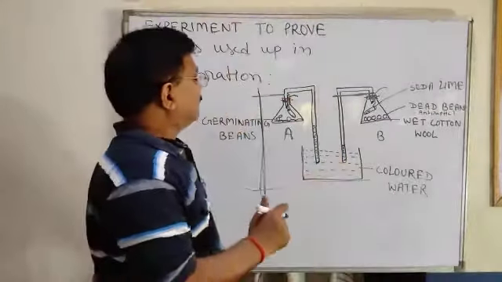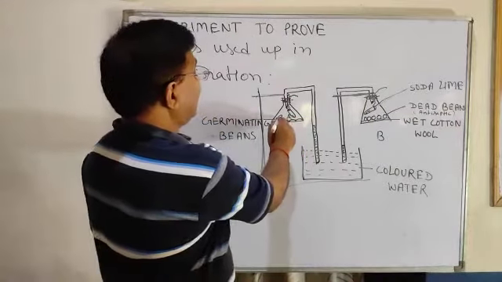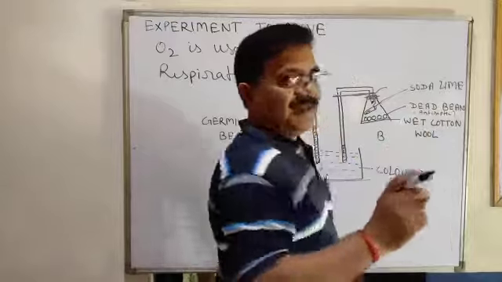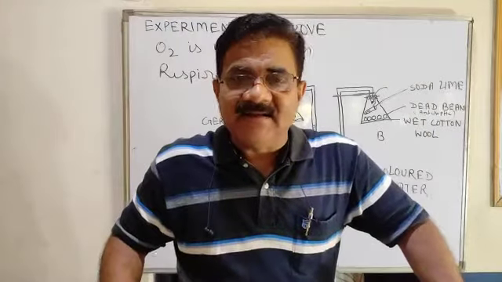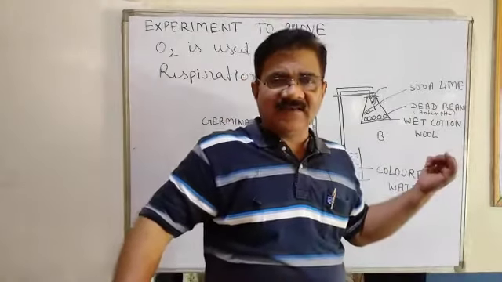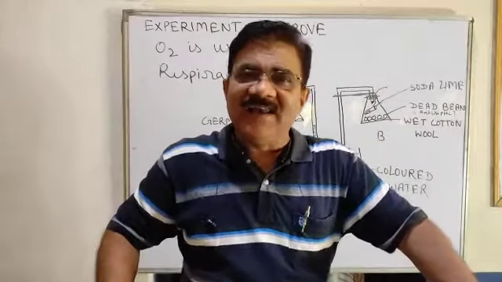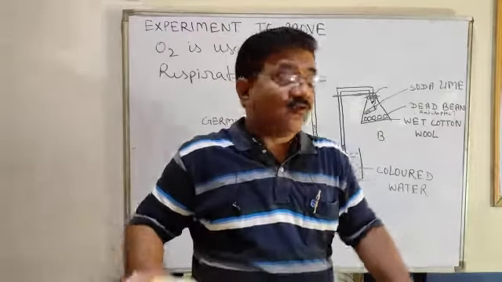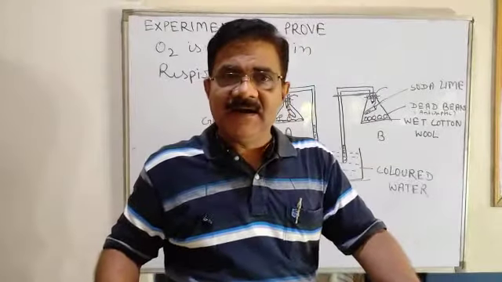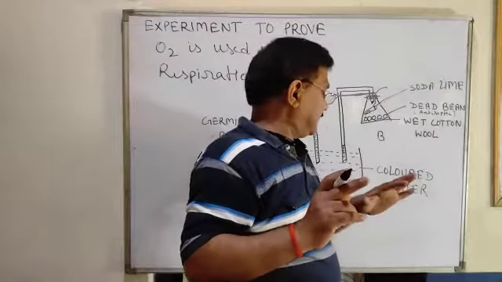Now we have also taken germinating seeds. See here, we have taken germinating bean seeds, and here dead bean seeds. Bean seeds are there, but they are dead. How are they dead? They are boiled in water, so the beans became dead. Here we have taken dead bean seeds by boiling in water, and we have treated those dead bean seeds with antiseptic and kept them here.